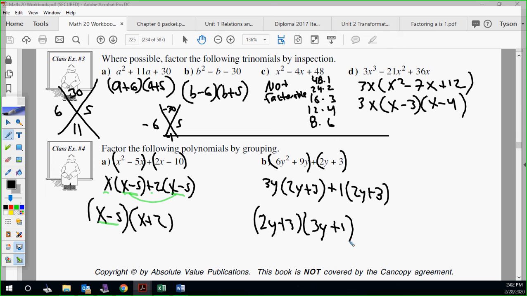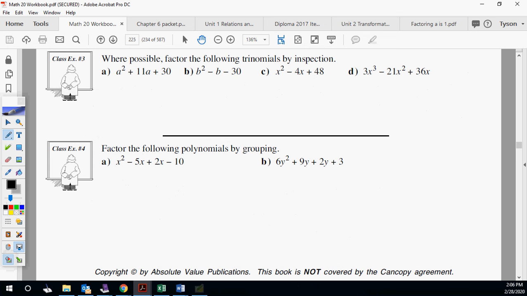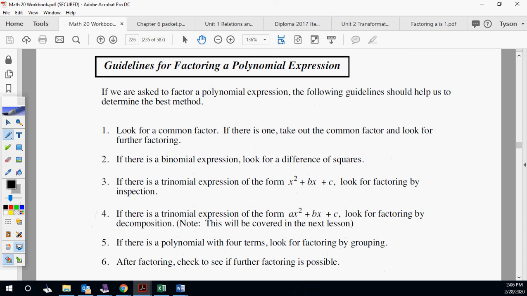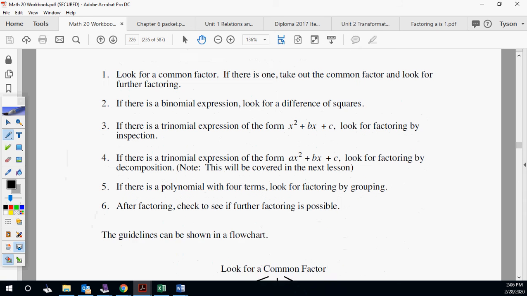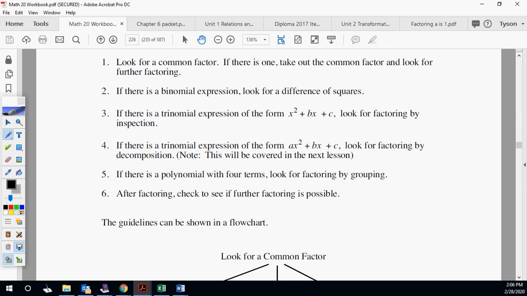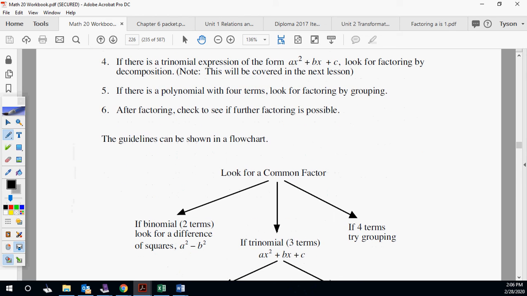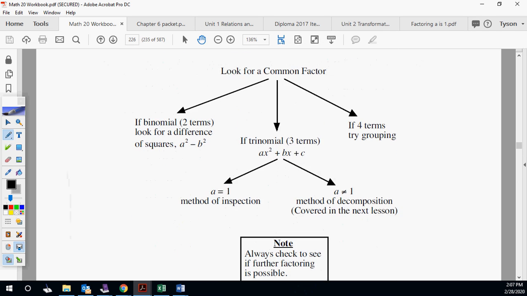Okay? All right. Just going to go through the flow chart, one more example set, and then you guys will be free here. So guidelines for factoring a polynomial expression. So this is kind of your guidelines. First thing is look for GCF. Okay? Look for GCF first. If it's a binomial, think about difference of squares, because binomials or difference of squares come in binomial form. If there's a trinomial, try to do inspection. If it's a trinomial expression that's bigger than we can do, we do decomp, but you guys don't know that yet. Okay, that's the next lesson. And if there's a polynomial with 4 terms, look for grouping. So it's just kind of your flow chart here.